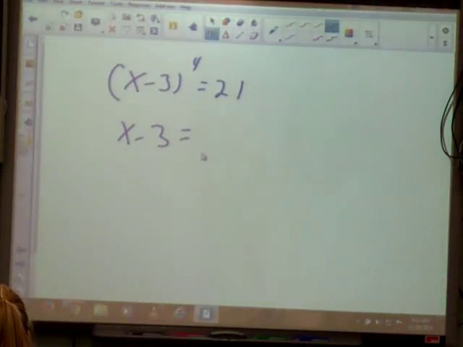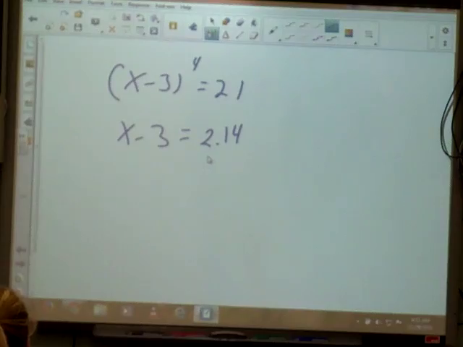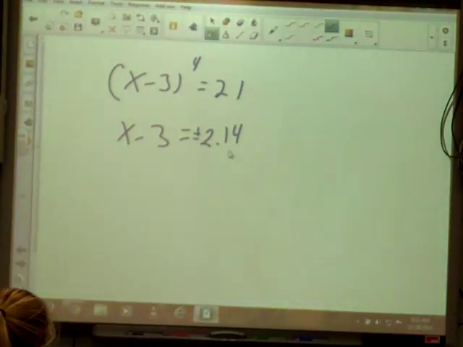And what y'all get for the 4th root of 21? 2.14. Okay, does that need a plus or minus? Both. Okay, so I got to throw the plus minus sign there, right? So that means this thing's actually going to have a couple of answers. I'm looking at my variable, and it's got 3 being subtracted, so to undo that, I just got to add the 3.